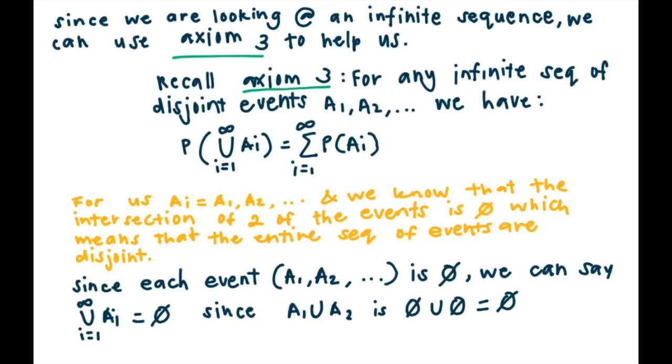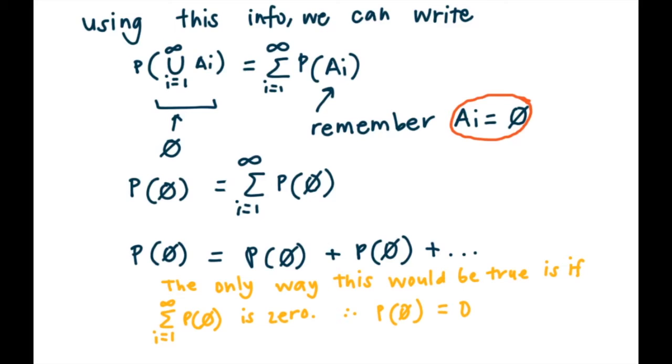Since A1 union A2 is null union null, that equals the null. Using this information, we can expand on axiom 3. Here we have the probability of the union of Ai from i equals 1 to infinity equals the sum of the probability of Ai from i equals 1 to infinity. Remember that on the previous page, we showed that this portion right here is equal to the null, which is why we can write this.